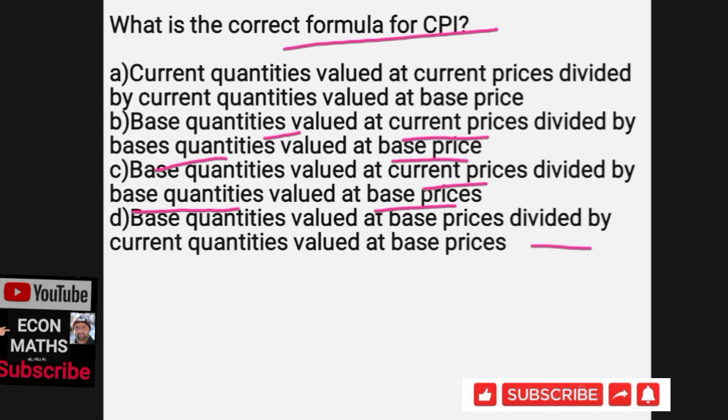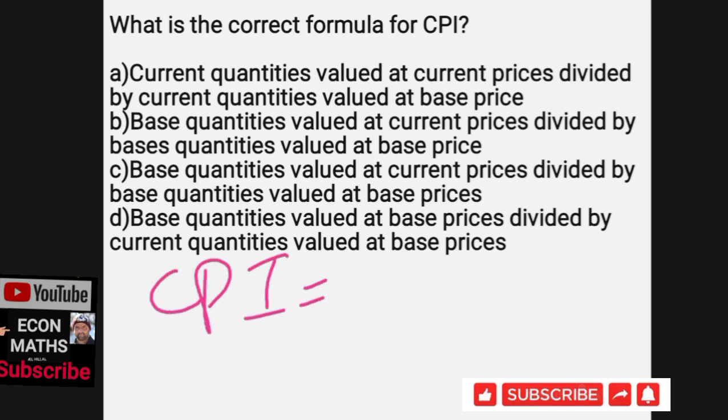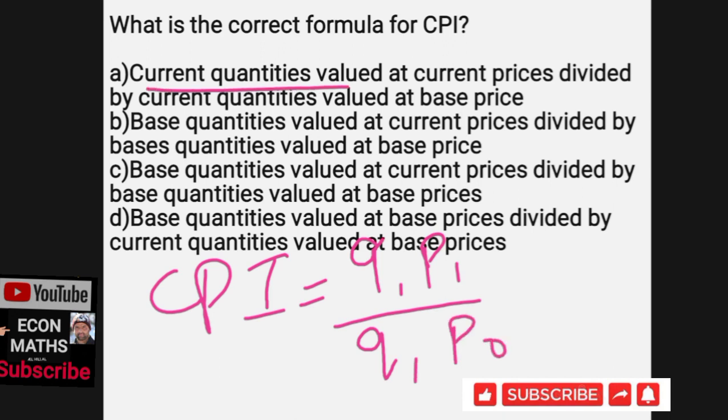So the first option is true, because CPI is calculated, that is current quantity, let us say Q1 P1 divided by Q1 P0, that is current quantities valued at current prices divided by current quantities valued at base prices. So the correct option is A.